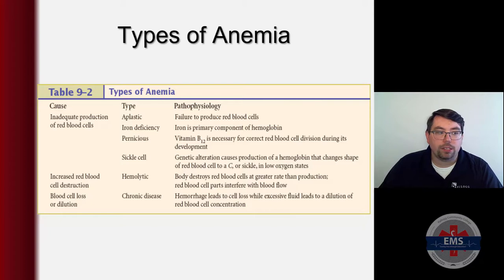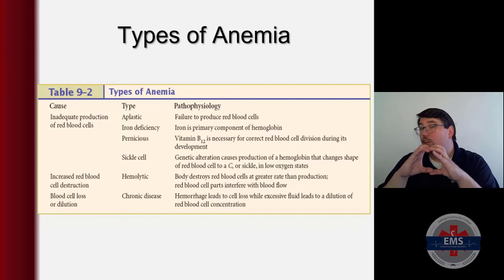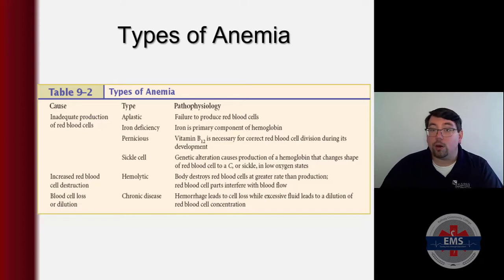We can see the causes of inadequate production of red blood cells, that's an aplastic type of anemia, failure again just to produce those red blood cells. Iron deficiencies, and sickle cells, another big one we think of. Sickle cell is a genetic alteration that causes production of hemoglobin that actually changes the physical shape of the red blood cell from being more of a circle or almost like a donut shape into more of a C shape, or what you refer to as a sickle, especially in low oxygen states.